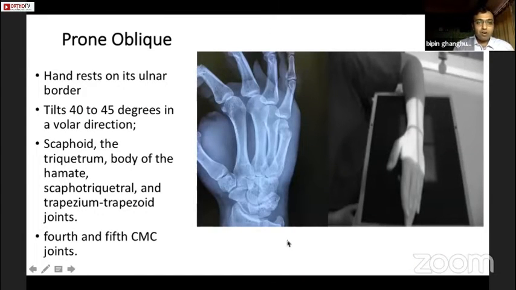Oblique views are very important for the wrist and the hand. The hand rests on the ulnar border and it tilts about 45 degrees in a volar direction. The scaphoid, triquetrum, body of the hamate, scaphotriquetral, and the trapezium-trapezoid joints can be seen properly in this view. The fourth and fifth CMC joints also can be seen in this view.